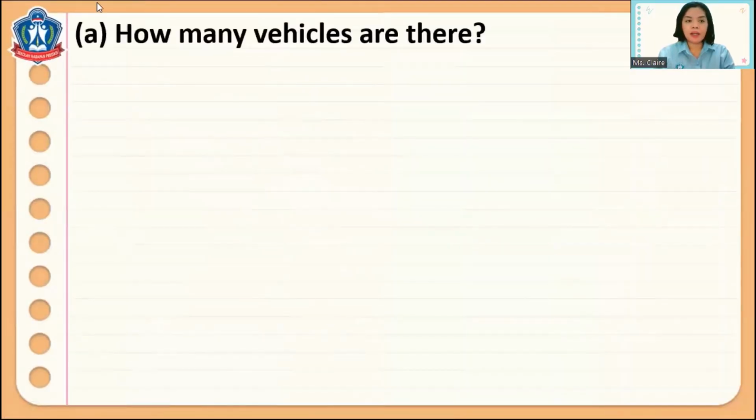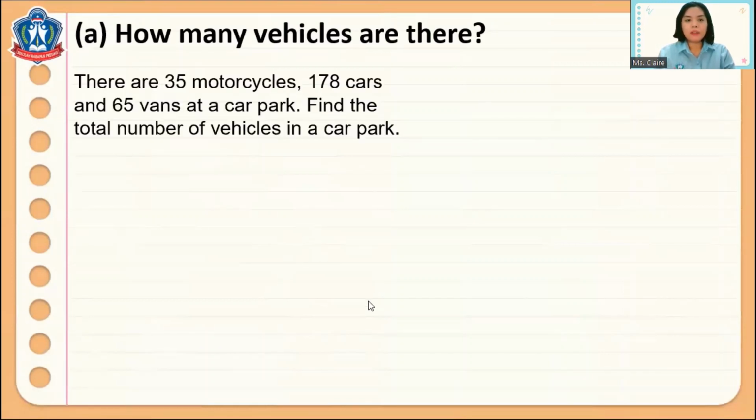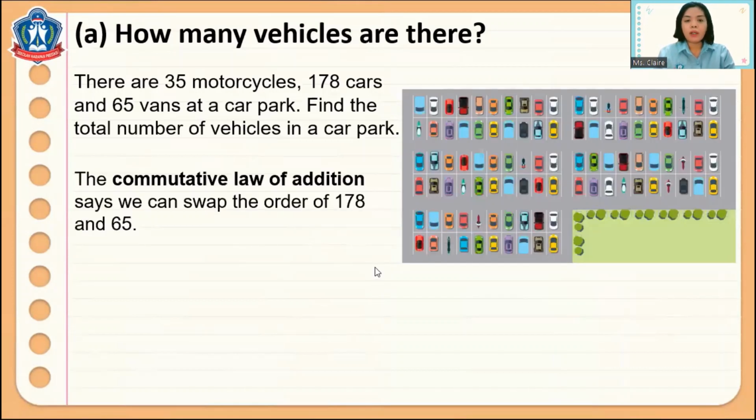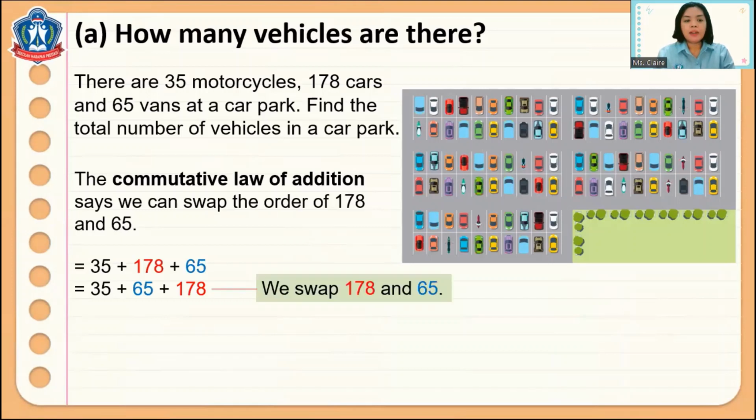I have here another problem. How many vehicles are there? Take a look here. There are 35 motorcycles, 178 cars, and 65 vans at a car park. Find the total number of vehicles in the car park. As we can see here, we are going to add 35 plus 178 and 65.